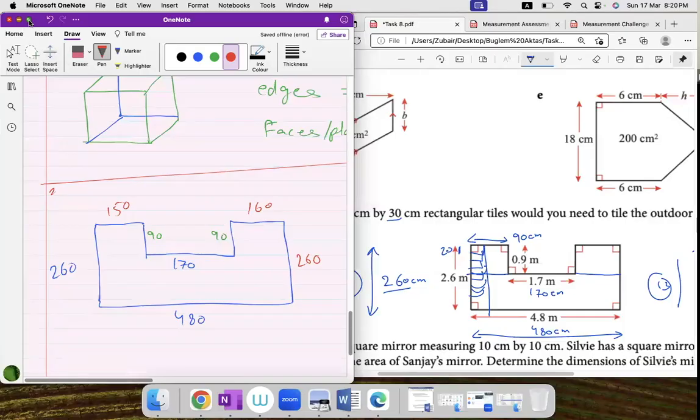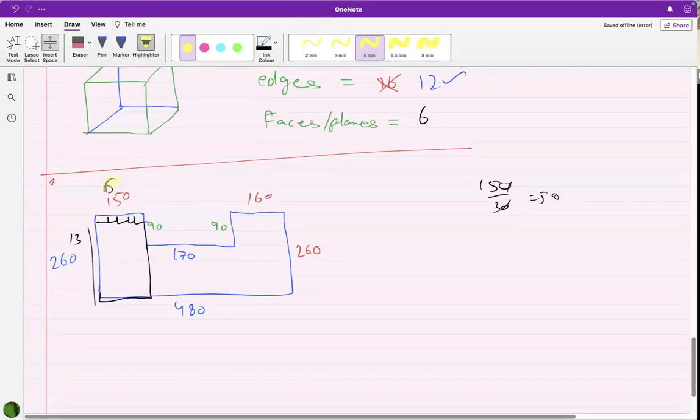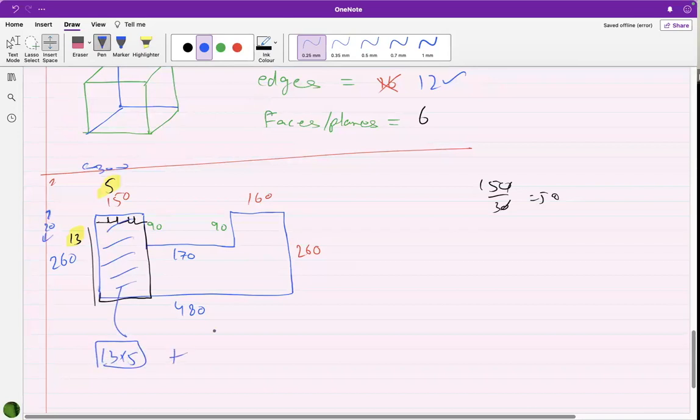Now let's try to fit those tiles. 150 divided by 30 gives me 5. So 5 of these, 1, 2, 3, 4, and 5, and 13 this way. So this will complete this region by 5 into 13. Any confusion with this 5 and 13? Where is the 5 and 13 coming from? 260 divided by 20 gives you 13 this way, and 150 divided by 30 gives 5 that way. So this region is 13 into 5 total tiles.